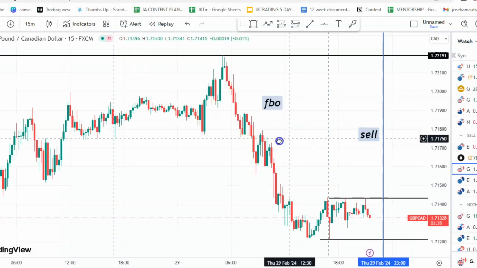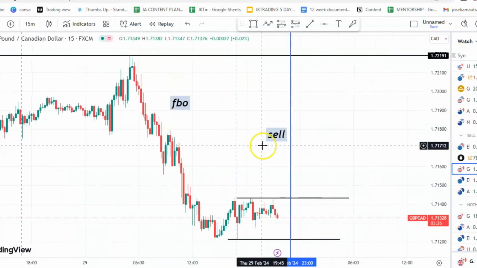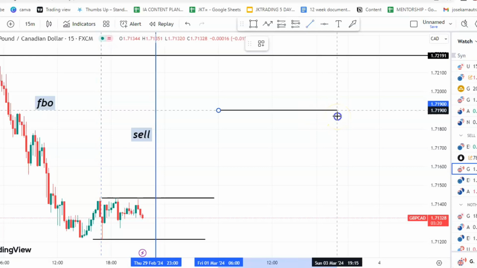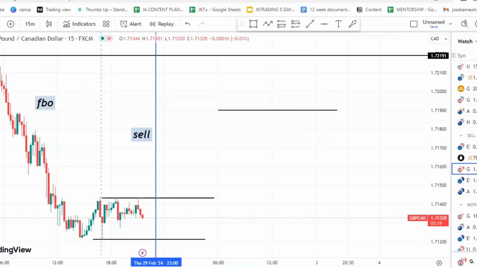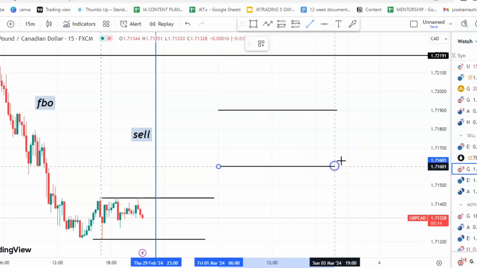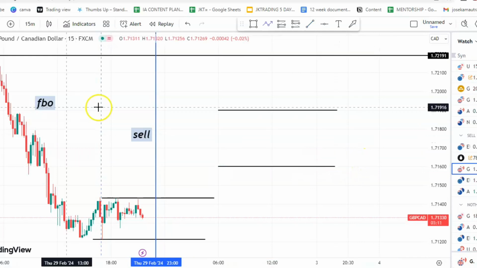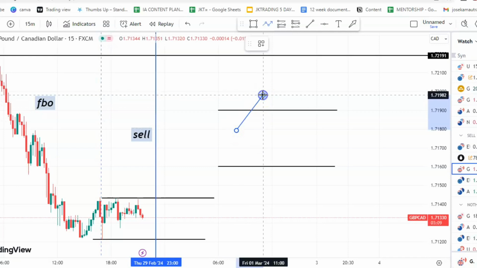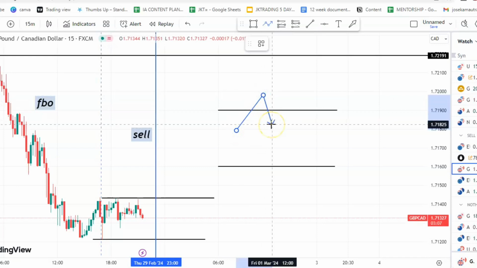Alright. So as you can see here, I have FBO and sell. What does that mean? I'm looking for the high and the low of the week. If I know where the high and the low of the week is, then I look for a failed breakout at that high of the week or that low. In our case, it's the high of the week.